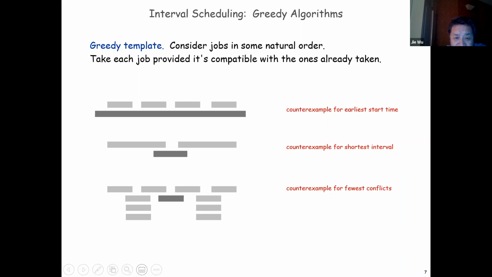Another one is picking the task with the fewest conflicts. Conflicts means that you have overlap. See the middle one, the dark one, it has only 2 conflicts. No, actually 1 conflict or 2 conflicts, and all the other ones have 3 conflicts. But it turns out this is not a good choice because if you select this one, you can pick 2 more. The best solution is actually the first row. So all of these are not optimal.